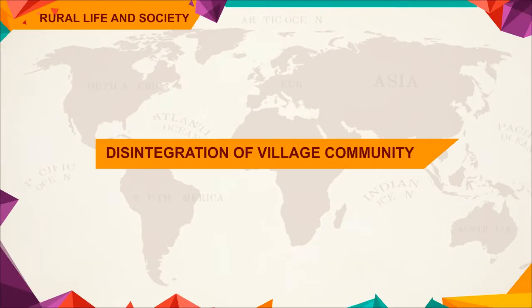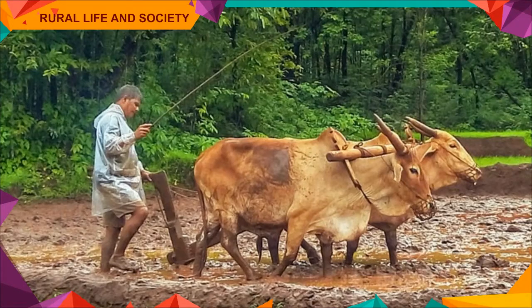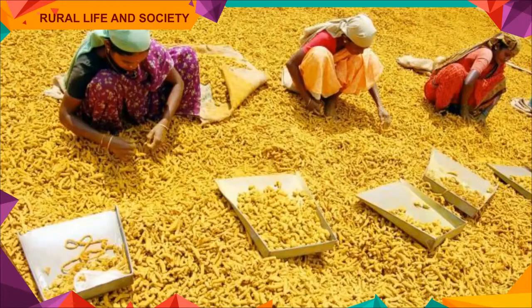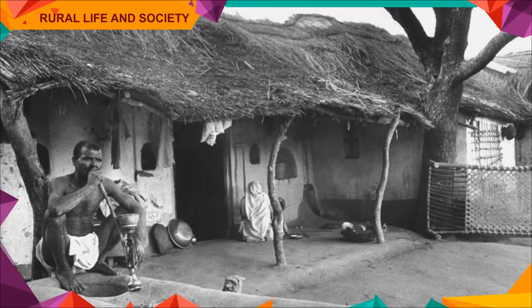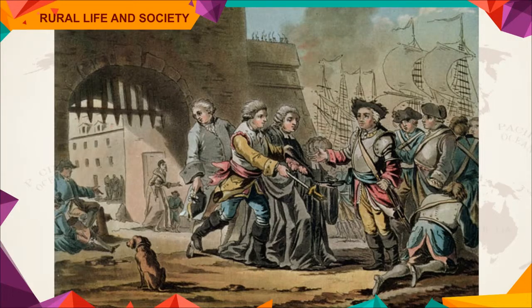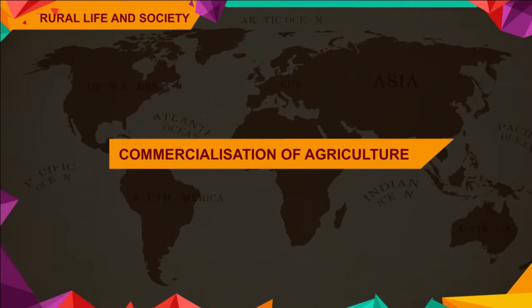Disintegration of village community. The revenue system introduced by the British discouraged the joint family system and promoted individualism. People started concentrating on producing for the market instead of fulfilling the needs of the village population. The exposure of the village to foreign products weakened the position of village craftsmen and artisans. With the advent of British economic policies, they became largely dependent upon the merchants for the sale of their products.